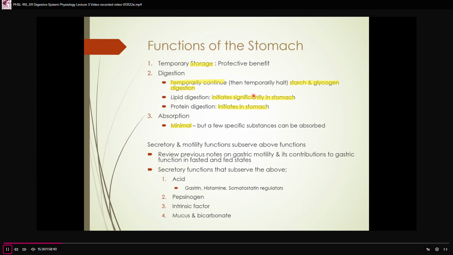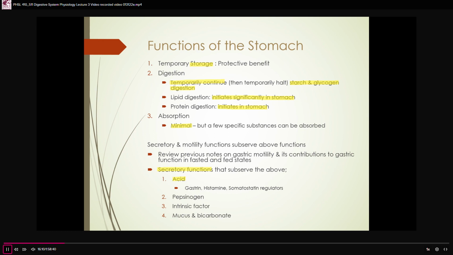But we also know that in addition to motor functions, which subserve digestion and absorption, there's also a lot of secretory functions that are going to subserve these processes too. So what kind of secretory products are going to be secreted from the stomach that will be important in gastric function? The number one thing is acid, and specifically we're talking about hydrochloric acid, HCl. This is the main acid that comes from the stomach epithelium. It's going to be produced by parietal cells. So that's a main product. We're going to talk about how it's made, where it's made, how it's regulated.